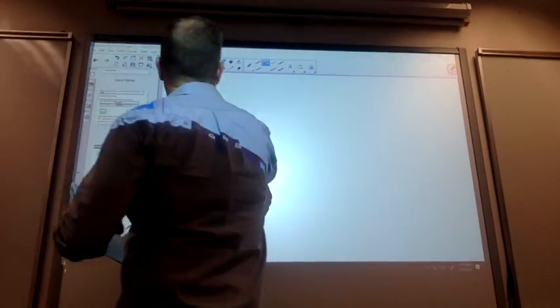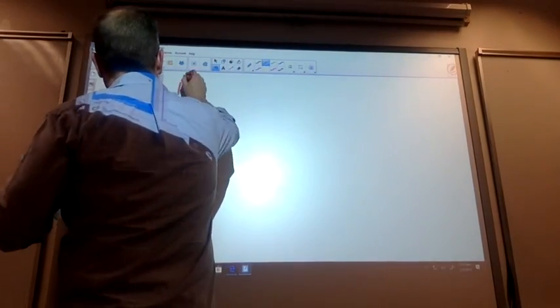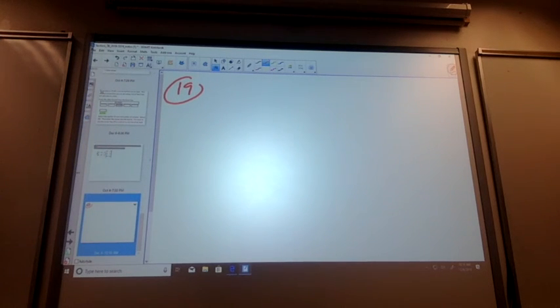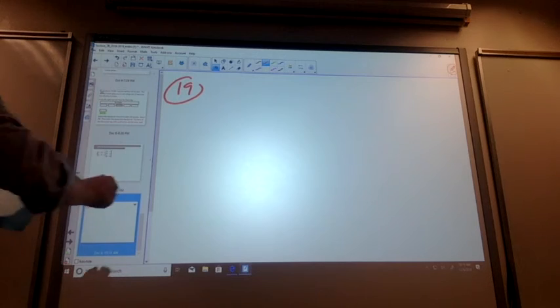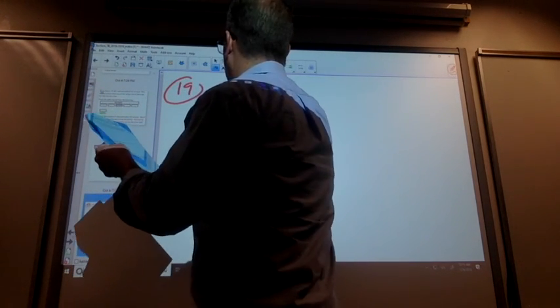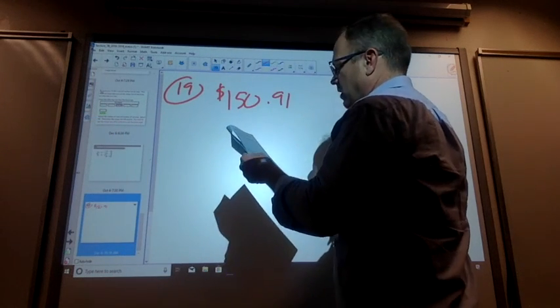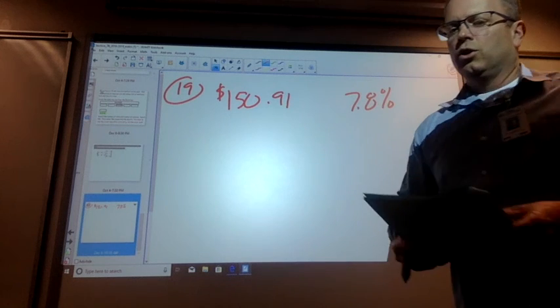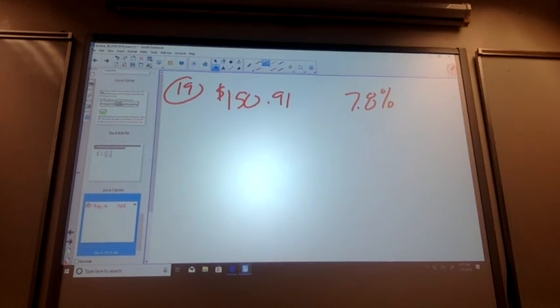The cost of new boots. Yeah, we're shopping. Cost of new boots was $150.91. That price includes a 7.8% tax. What was the list price of your boots? Okay, so are you going to pay less than $150.91? Is the list price going to be less than that? Yeah. Does that make sense? Yeah. Okay, so we can do this one of two ways.